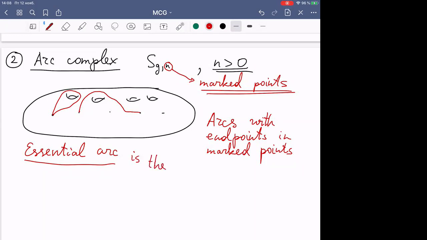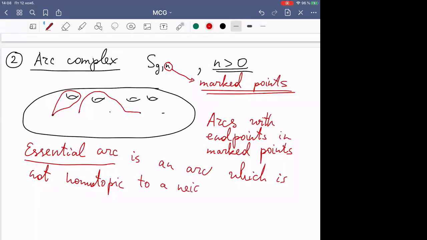so an essential arc is an arc which is not homotopic to a neighborhood of a puncture. Well, so an arc with different endpoints is always essential, but an arc with coinciding endpoints, okay, this one is not essential. It is homotopically trivial. It can be homotopic to a neighborhood of a puncture. And say this one, okay, it is essential. It goes around another puncture.